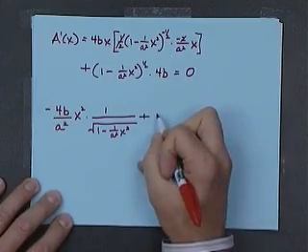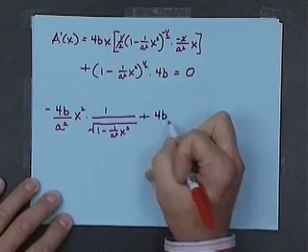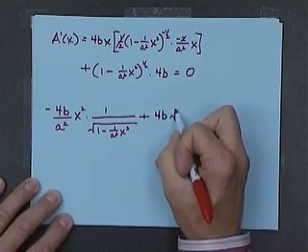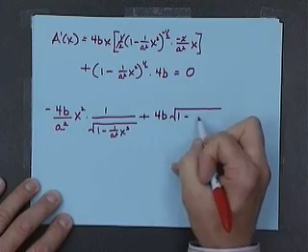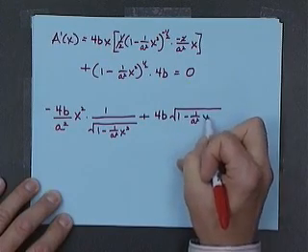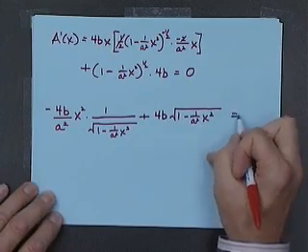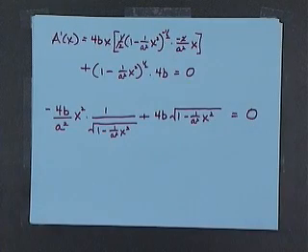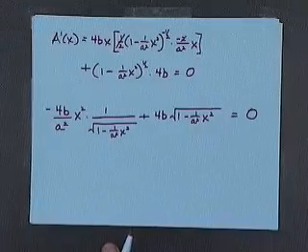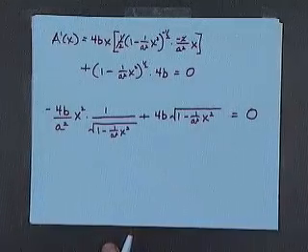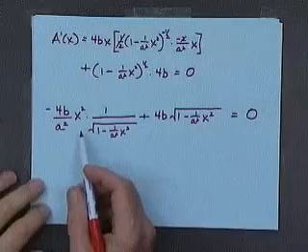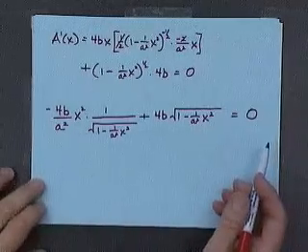Plus 4b. So we want to know where that's 0. Any recommendations to make this a little easier looking? I guess we could take the negative term to the other side and make it positive.